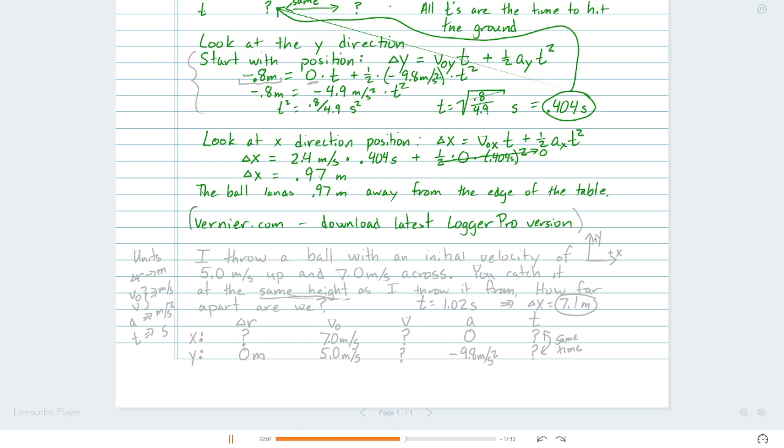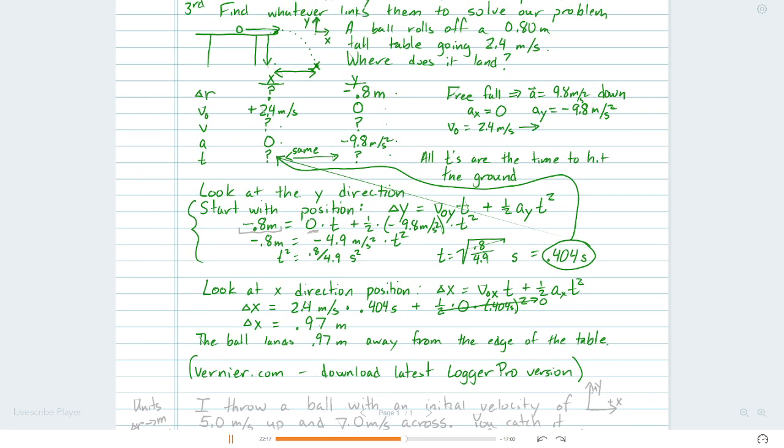Okay, so if we come back up here to our Y stuff, we're using our Y position because we know what happens to the position in the Y direction. It goes down by 0.8 meters as we go from the top of the table to the floor. So our Y position change, that's our negative 0.8 meters. Negative because it's going down, and 0.8 meters because that's how far it goes.